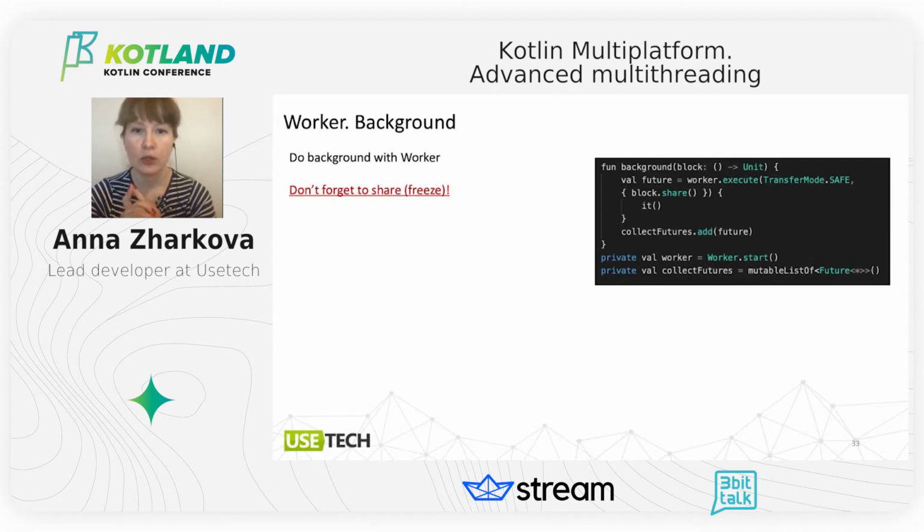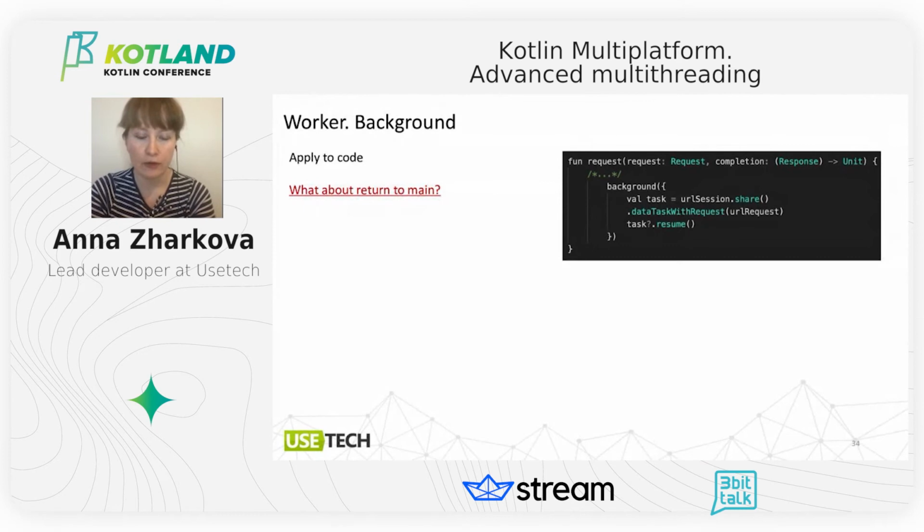Well, when we execute some block of code, we use two parameters. First of all is the transfer mode for the object graph, and we mark that we will transfer all the data safely, so it should be shared or frozen. I use a small extension for Kotlin. It calls the freeze command, and I just call it share to make it more understandable. So we need to first freeze our block of code, make it immutable, and then we launch it in execute. And now we will get our working background request in our network client.